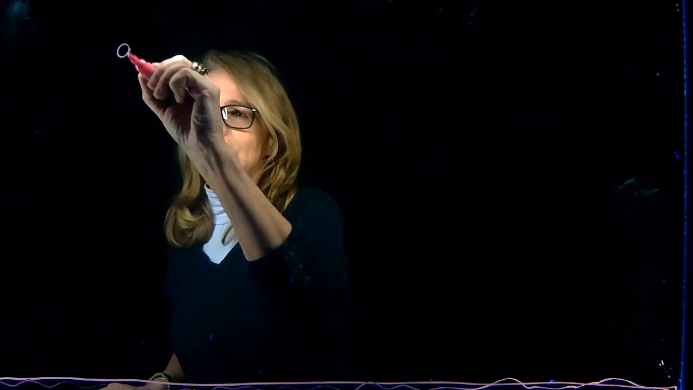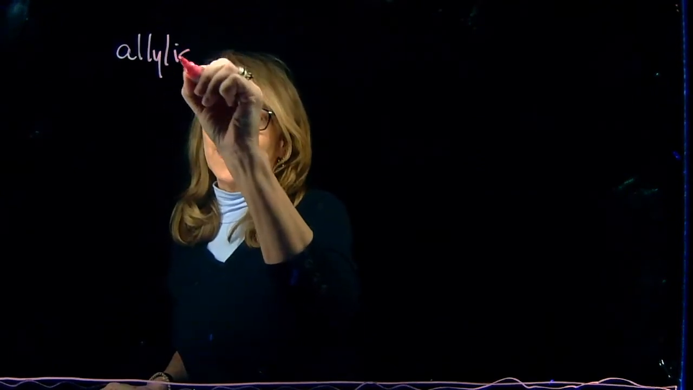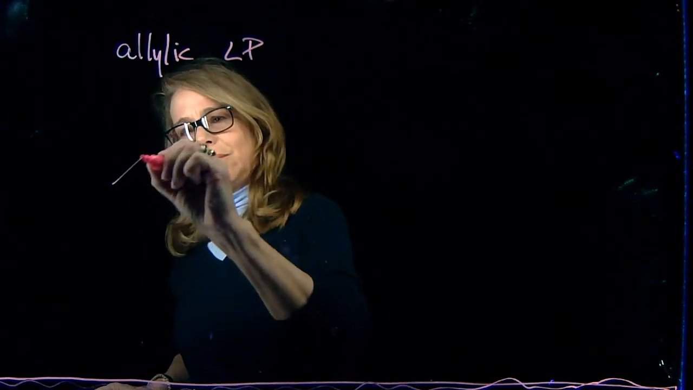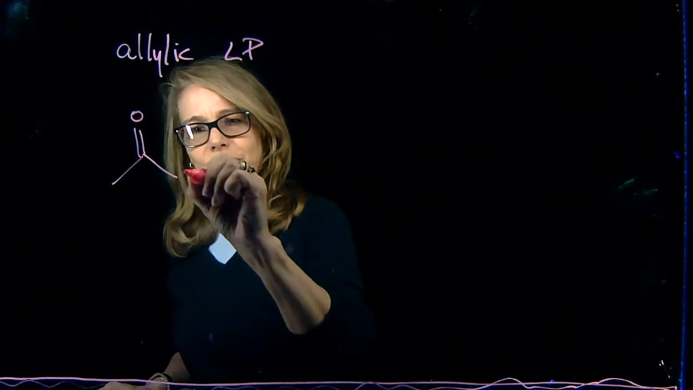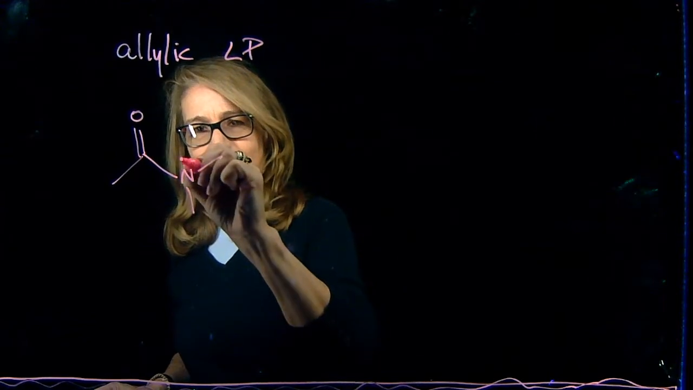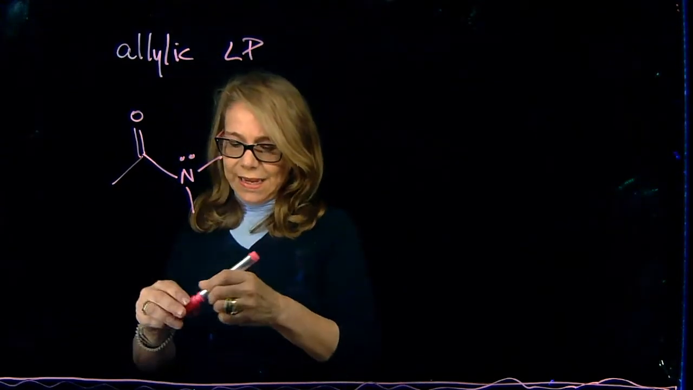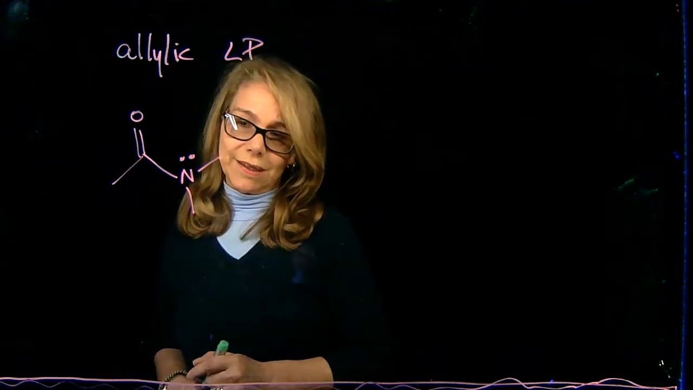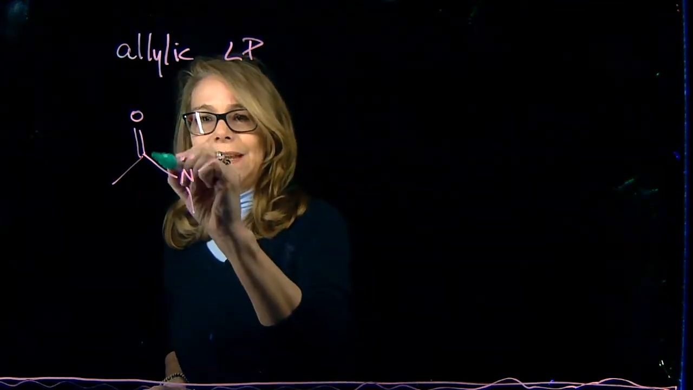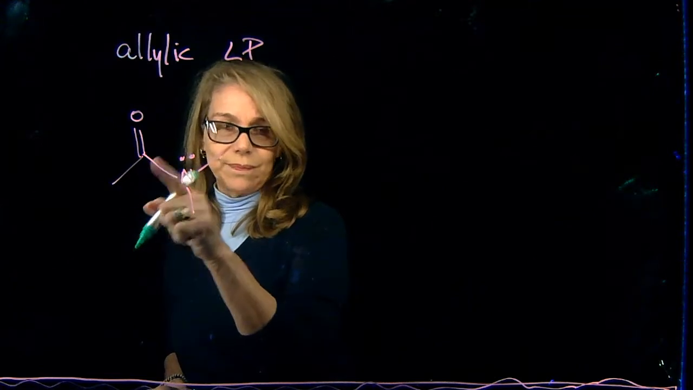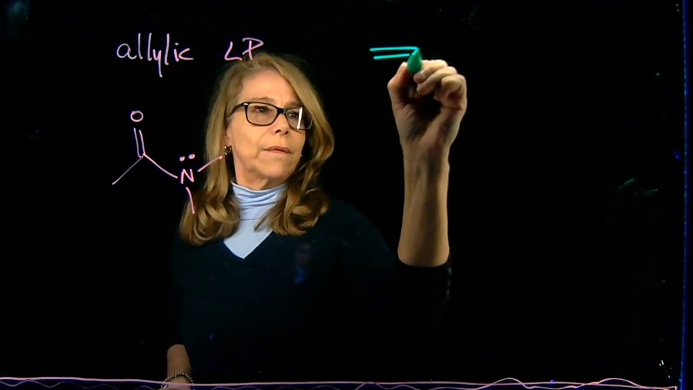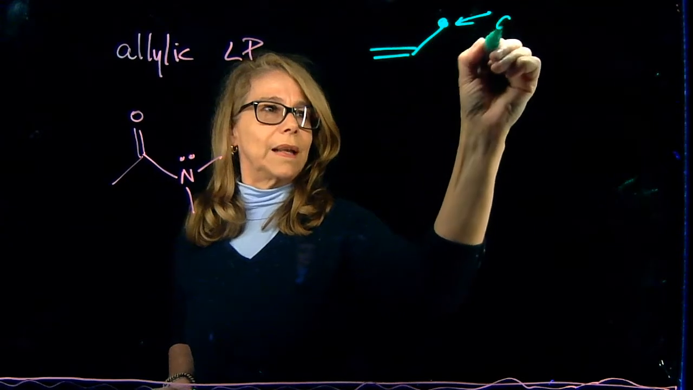Okay, so we're going to keep talking about recognizing resonance patterns. And I'm going to give you a few examples of that. So one example that we talked about was the allylic lone pair. And here we have, for instance, this functional group, which is an amide. Now notice that we have a lone pair on the nitrogen, and that is allylic to the double bond. Remember that. This here is an allylic position.